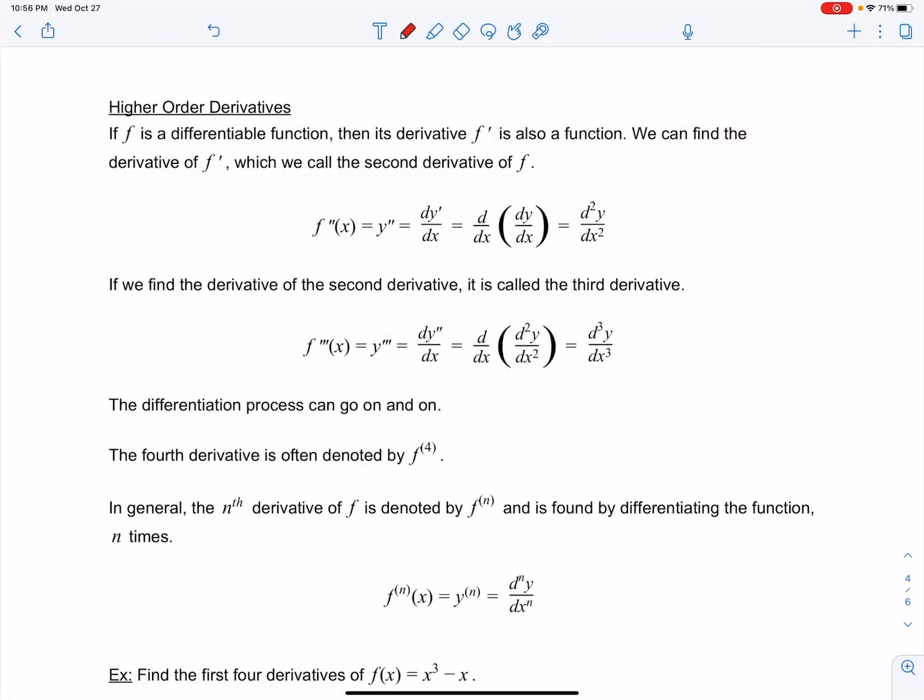All right, so we have what we call higher order derivatives. So basically, we can take the derivative of a derivative, or the derivative of a derivative of a derivative, or however many you could possibly imagine, depending on the degree of your function. So if f is a differentiable function, then its derivative f prime is also going to be a function. So we can find the derivative of f prime, which we refer to as the second derivative of f.